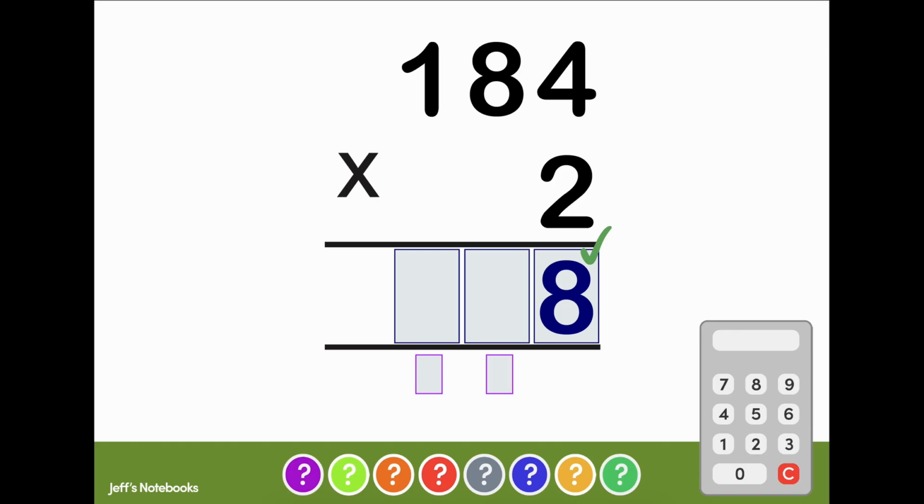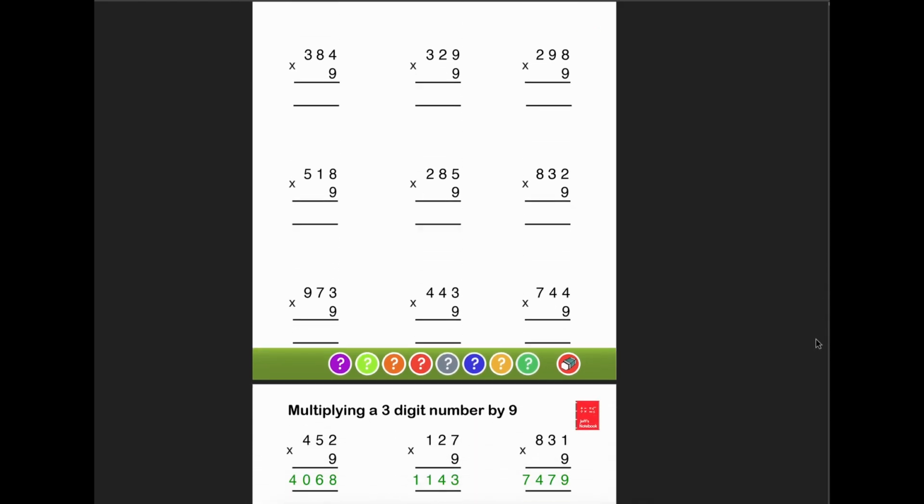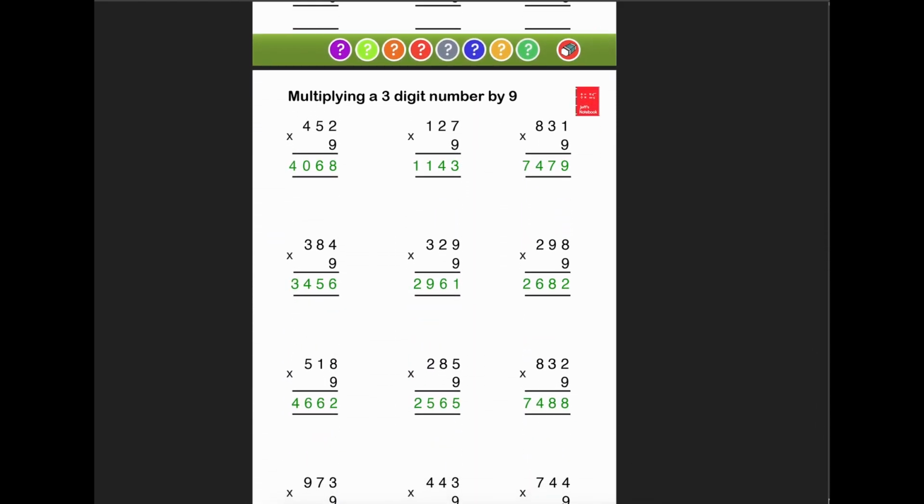The teaching page is accompanied by 2 worksheets. Worksheet 1 is where each button at the bottom is dedicated to one different multiplier from 2 to 9. Each page, as always, is accompanied by the answers.